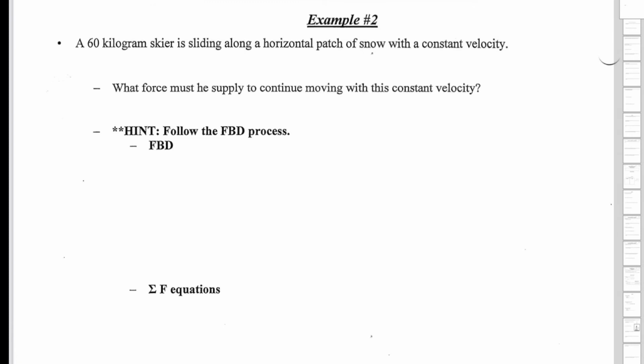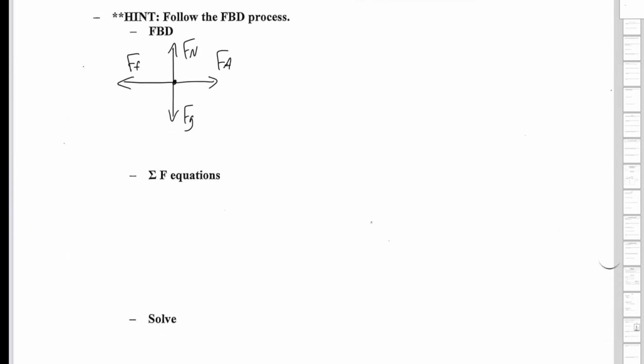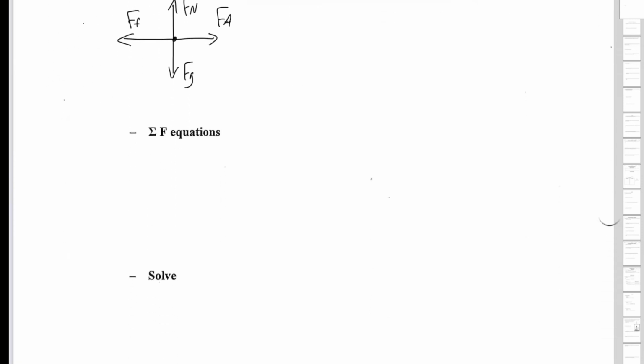So let's start off with our free body diagram. We will draw out each of our forces. So as always, we have this FG pointing down. We have a normal force pointing up, force of friction, slowing it down, and then we have to be applying some type of force. So that's going to be our free body diagram in this example. So let's draw our sum of forces equations. So we'll start off with our x direction.